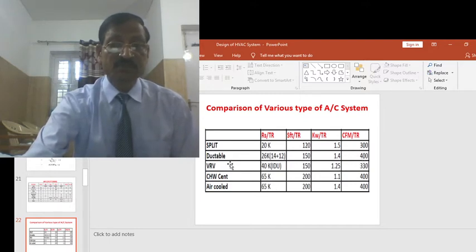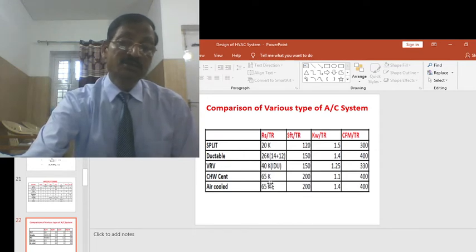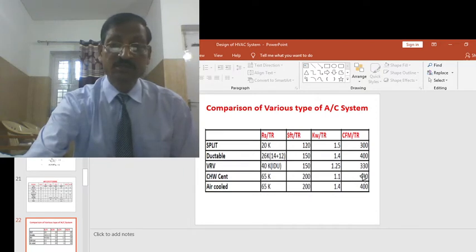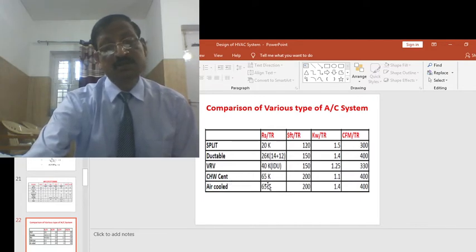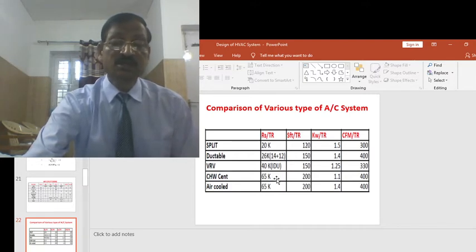In the case of a VRV system, the cost is around 40,000 per ton of indoor unit. Load 150 square feet per ton, power consumption 1.25 kilowatt per ton, 330 CFM per ton. Then the chilled water system costs around 65,000 per ton, besides the cost of the FCU and AHU, with 200 square feet per ton, power consumption 1.1 kilowatt per ton, and CFM around 400 CFM per ton. So this can be seen in table form.